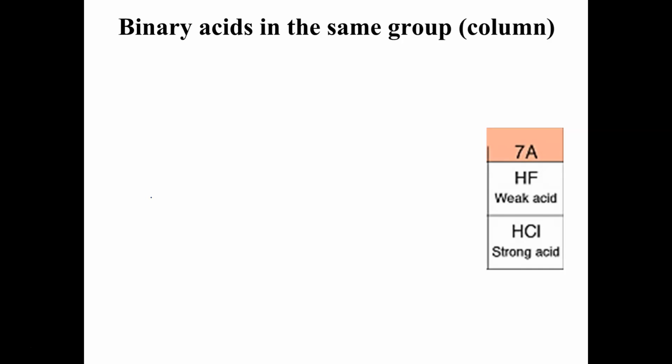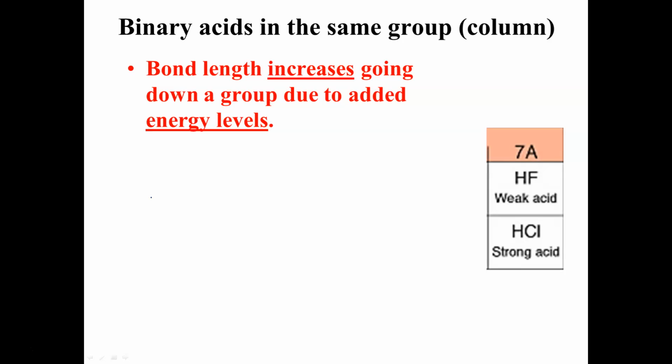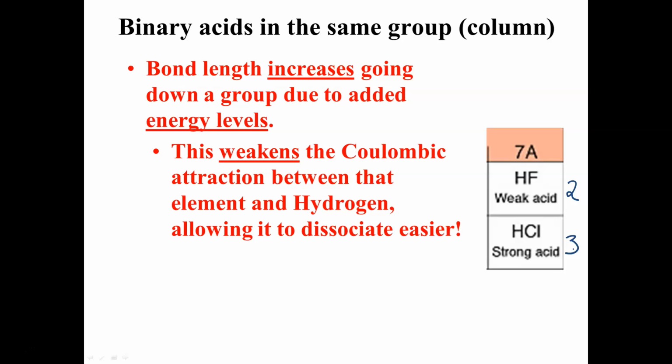Okay, let's look at binary acids in the same group. This is a little bit easier to understand, I think. We're looking at the halogen group here, so we have HF, HCl, and then we'd have HBr and HI underneath that. Bond length increases going down a group pretty substantially because you have a difference in energy level. So HF, fluorine's in energy level 2, HCl, Cl is in energy level 3. Okay? So what does this do as you go down a group then? The longer bond length for HCl compared to HF is going to weaken the Coulombic attraction between that element and hydrogen, allowing the hydrogen to be dissociated easier.